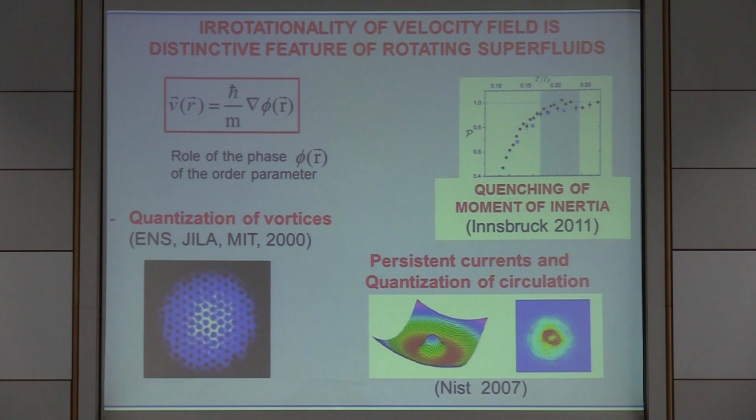And what I was saying is that this irrotationality is at the basis of the quantization of vortices in ultra-cold atomic gases, which was realized and observed in many experiments, in the quenching of the moment of inertia below the critical temperature, and in the occurrence of persistent currents in toroidal configurations.